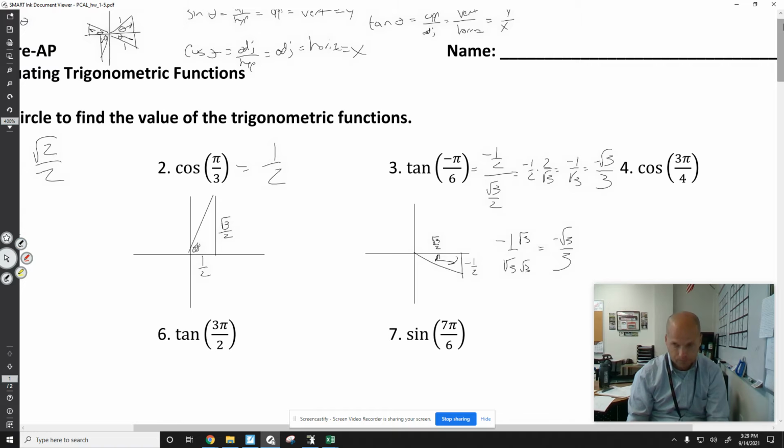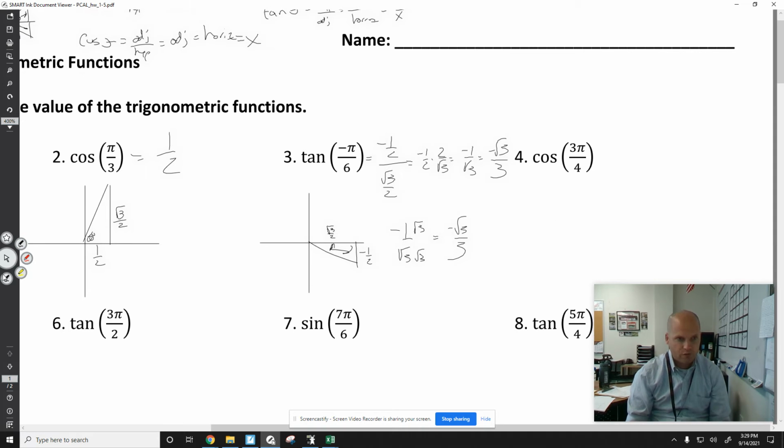Okay? Cosine of 3 pi over 4. Where's 3 pi over 4? Well, I know it's a pi over 4 away from 4 pi over 4. 4 pi over 4 minus a pi over 4. Here's 4 pi over 4. Subtract a pi over 4, going that way. Pi over 4, 45 degrees. Subtracting is clockwise, adding is counterclockwise, right?